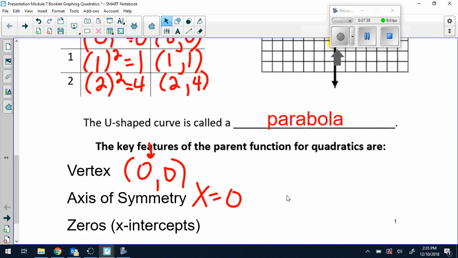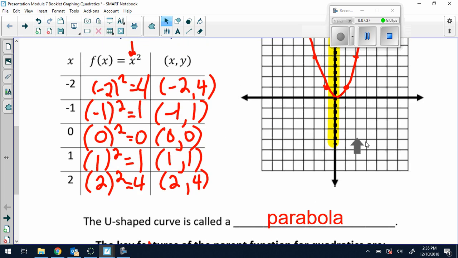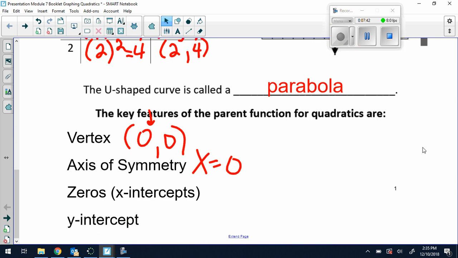Our zeros and our y-intercept are actually the same. For our parent function, it's actually the origin. Since it's at 0, 0, our x-intercept is 0, just 1, and our y-intercept is also 0.